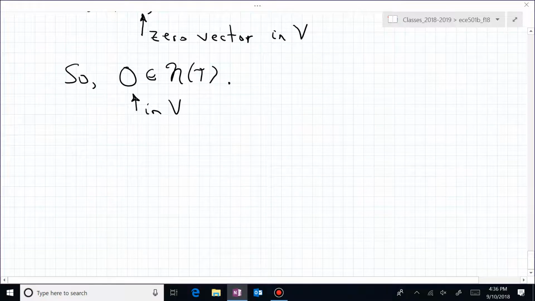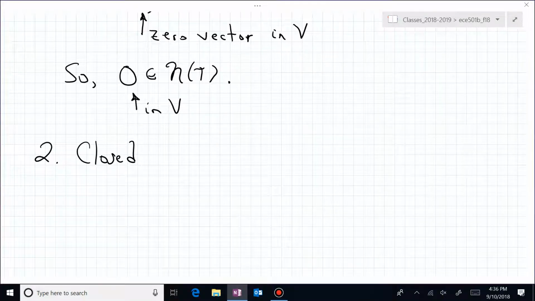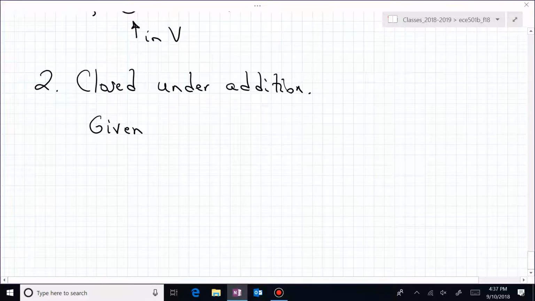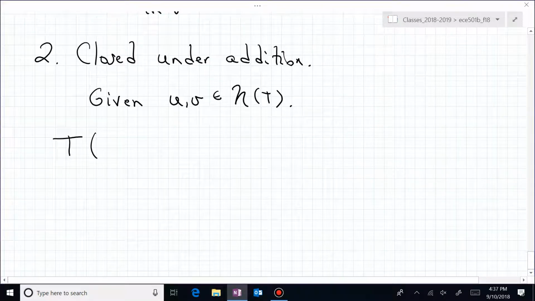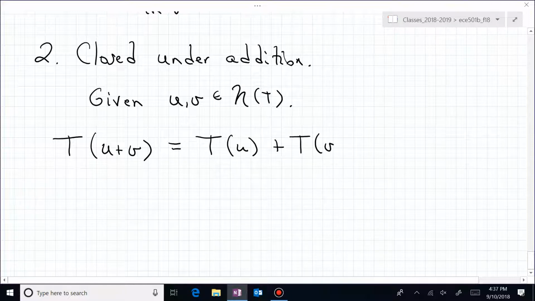So there's property 1. Property 2 is that we want all of these vectors that are in the null space, when we add them together, to belong in the null space. So the null space needs to be closed under addition. So now let's just assume that we have 2 vectors, u and v, that are in the null space of our linear map. That's a given. So now I can say, well, T of u plus v, since I'm going to look at their combination, I need that to be in the null space, but by what property of our linear map can I now use? Additivity. So now I can say, oh, that's the same as T of u plus T of v.